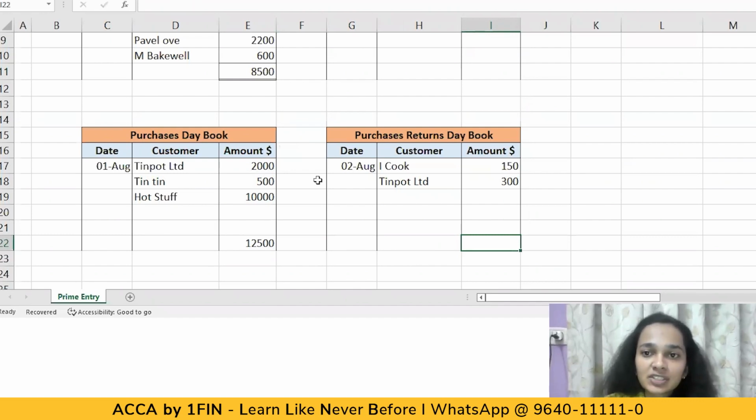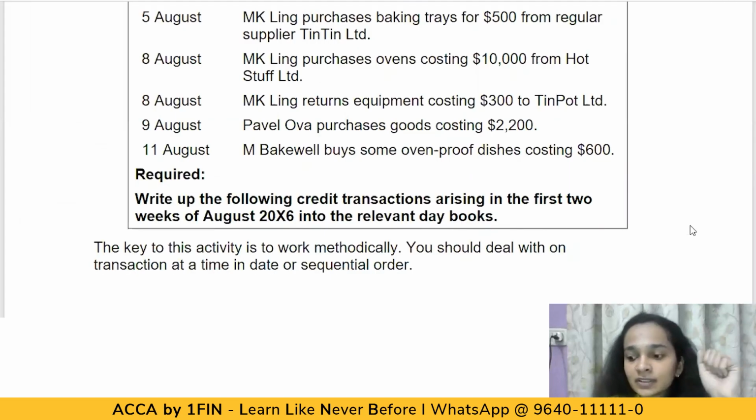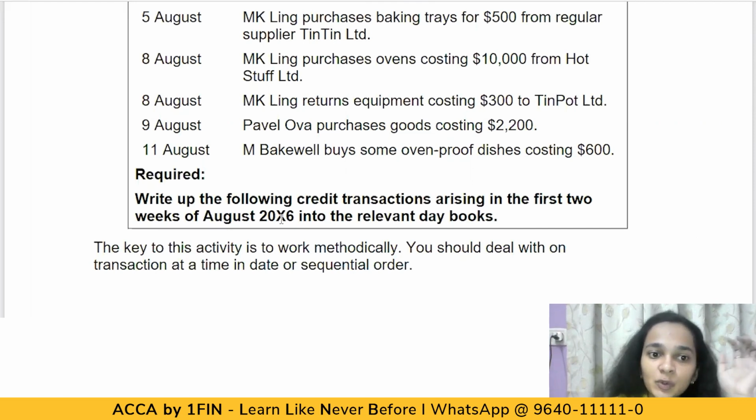Now, what type of questions are asked in the exam? How do they ask you questions in the exam? You do not have so much time to make all the formats in the exam and ascertain all the things. All you have to do is analyze where the different amounts will go, which day book you are going to post the different amounts in, and on the basis of that, calculate what would be the total of different books. So here the required part is: write up the following credit transactions arising in the first 2 weeks of August into the relevant day book.